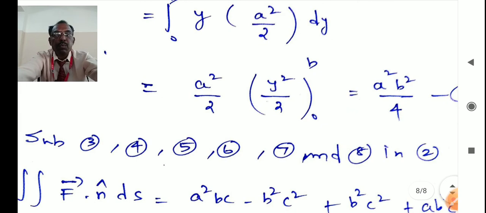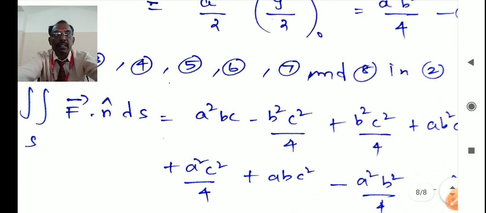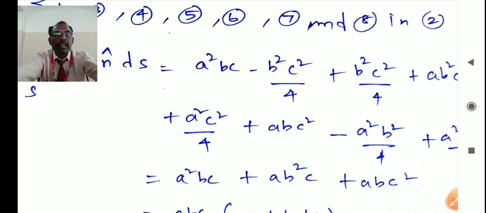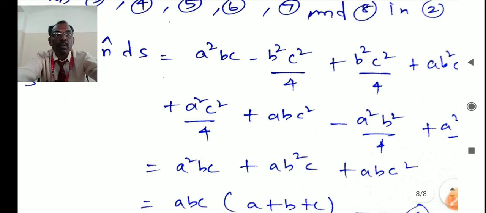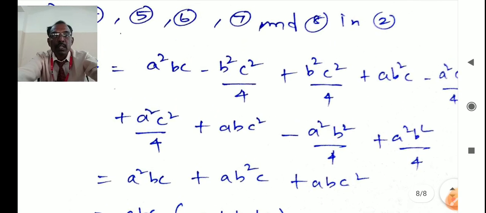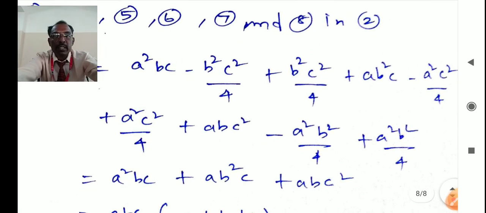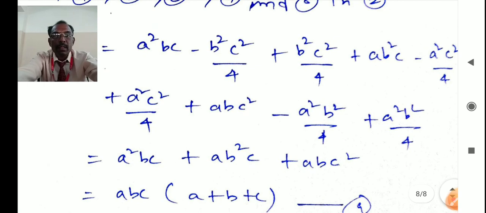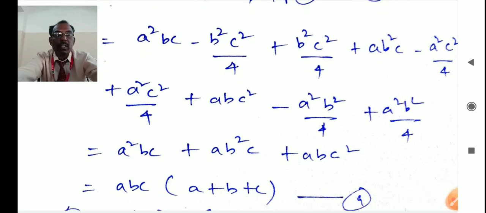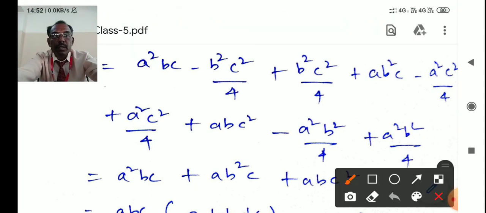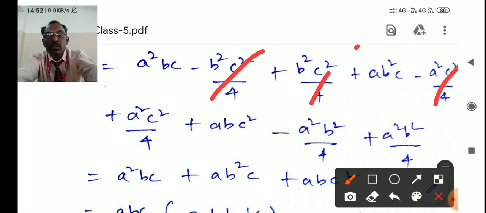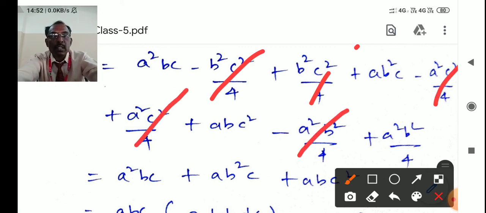Substitute 3, 4, 5, 6, 7 and 8 in equation number 2. So we get a²bc − b²c²/4 + b²c²/4, ab²c − a²c²/4 + a²c²/4, plus abc² − a²b²/4 + a²b²/4. So here b²c²/4 cancels, a²c²/4 cancels, a²b²/4 cancels.